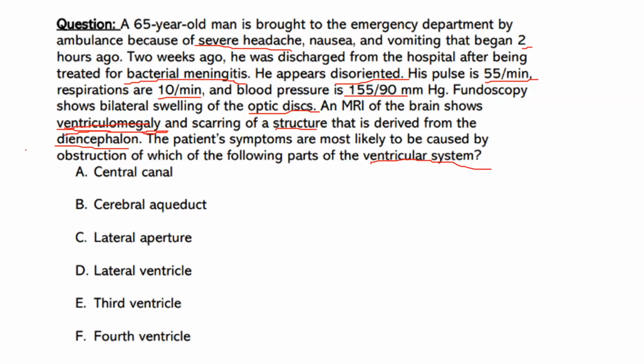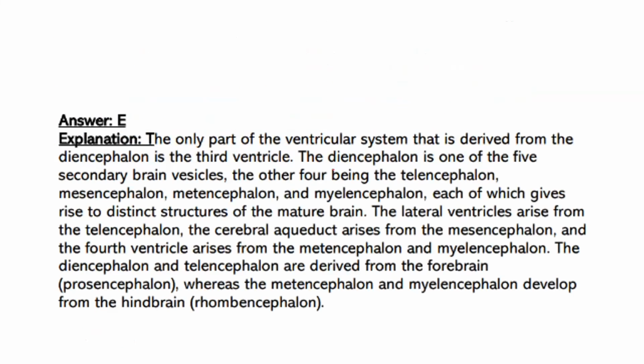And we have the diencephalon. Okay. So the key thing to think of here is to be able to identify which of these comes from the diencephalon and are going to cause a ventriculomegaly. And the answer here is the third ventricle, right? As we can see over here. So the third ventricle is the only one that's from the diencephalon out of these options.